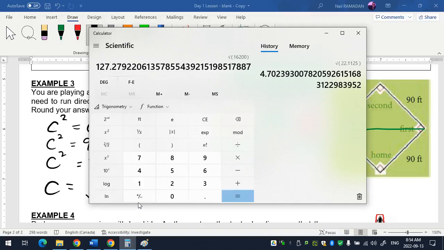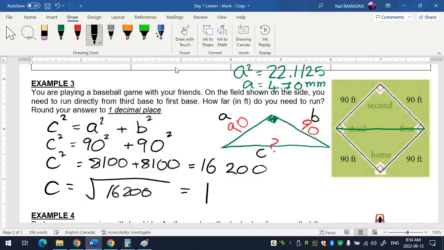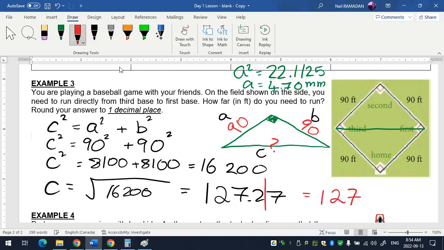27.3. The 7 here, everyone, the 7 is going to bump this one up. Awesome. So you're going to have to run practically a distance of 127. You know what? Just for now, I'm going to put it like this, and then just to show on the video that we're doing the rounding. And that means 127.3 in what? Full marks. That's it.